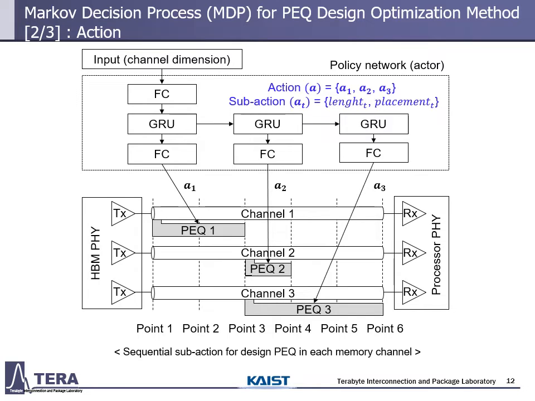The next page is about the action of our Markov decision process. Our policy network receives the state of the channel as input, and the output comes out through the fully connected layer and GRU layer sequentially. Each output is the sub-action for designing passive equalizers in each channel. Our target is 3 coupled channels in silicon interposer, so 3 sub-actions comprise one action. Each sub-action decides the passive equalizer's parameters such as length and placement. The sub-actions are connected to each other, so co-design of passive equalizers for performance is implemented.